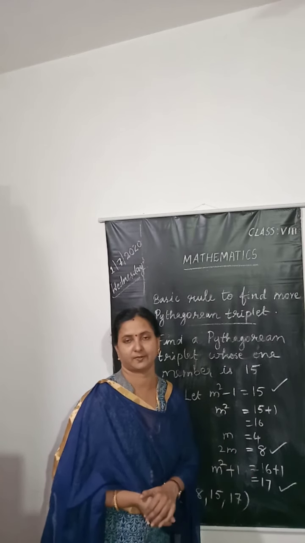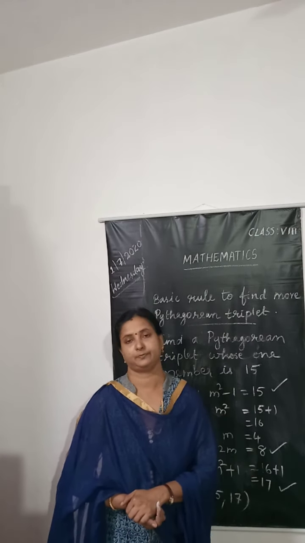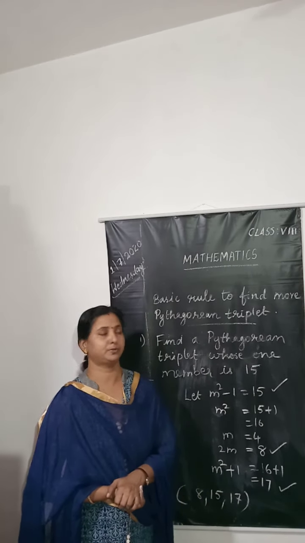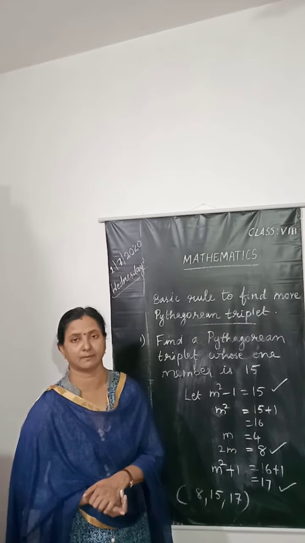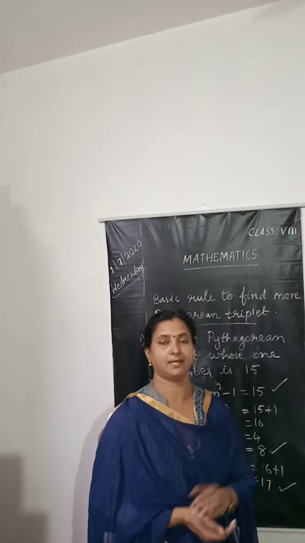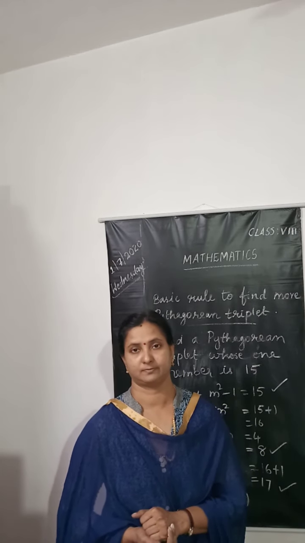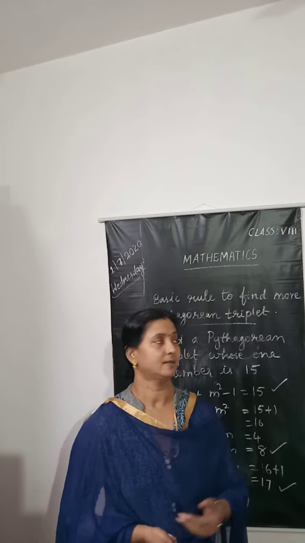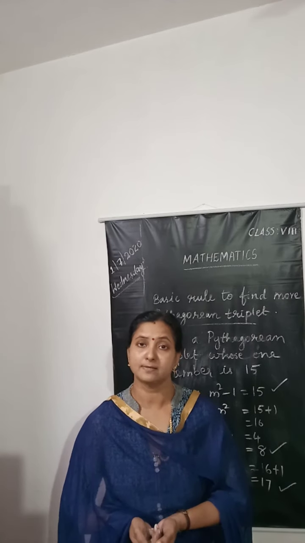Clear? Okay. Now we will move on to the next section, that is finding square root. What do you mean by square root? Till now we were discussing square numbers only. The next section of the chapter is square root. You know the chapter name is squares and square roots. The squares section is over. Now we will move on to square roots.